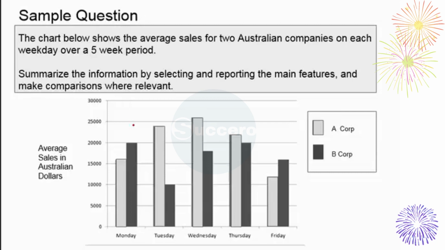Okay, so you've read over the directions and the chart. Notice how in the box we have information about the chart. It tells us what's happening on the chart, that we're looking at average sales between 2 companies over a 5-week period. Very important information letting us know what this chart is about. Then it gives us below that what we're supposed to do. And this will be basically the same directions on every task 1. You just need to summarize the information, select and report the main features, and, if relevant, make comparisons. It will be relevant to make comparisons between these 2 companies. So we will do that.